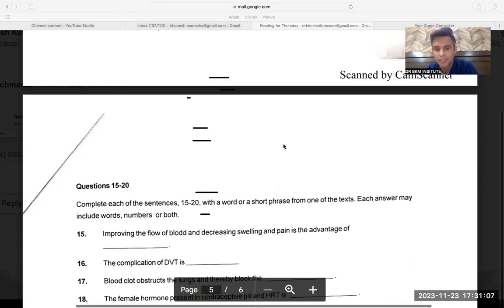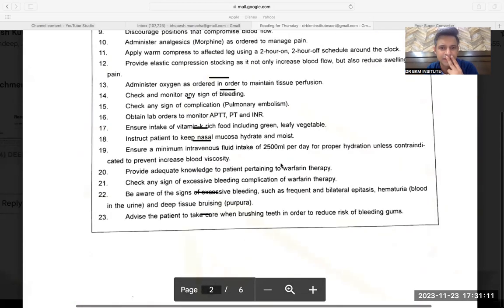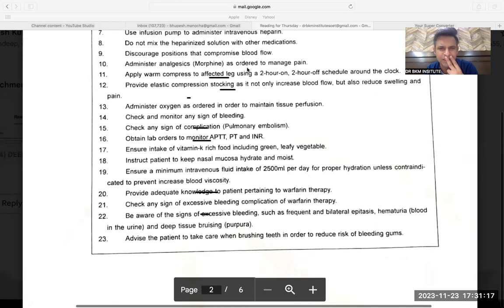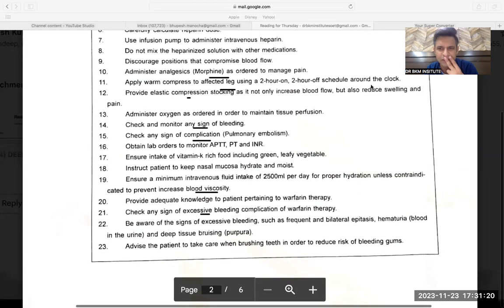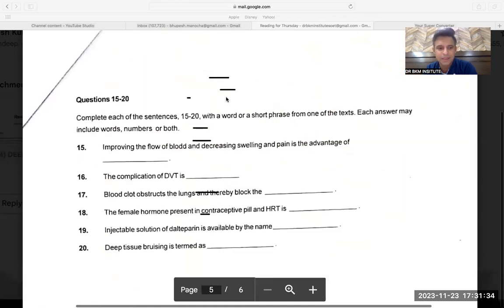Okay, improving the flow of blood and decreasing swelling and pain. I have not seen the words swelling and pain. Blood flow I have found. Do not mix swelling and pain. Blood flow, but also reduce swelling. Yes. Elastic compression stocking. So I have to find both the words. So blood flow, swelling and pain, elastic compression stocking. So that is how you go about it. See, it's not taking time.